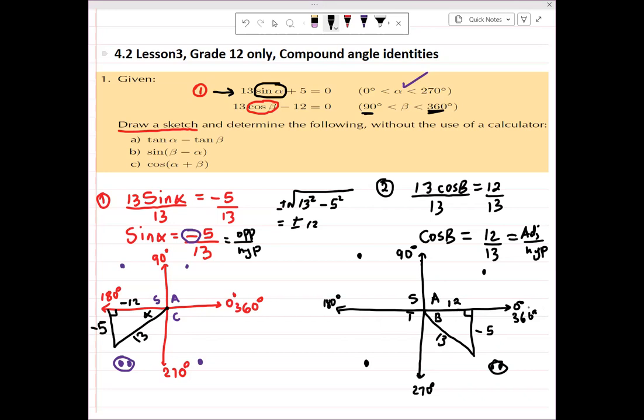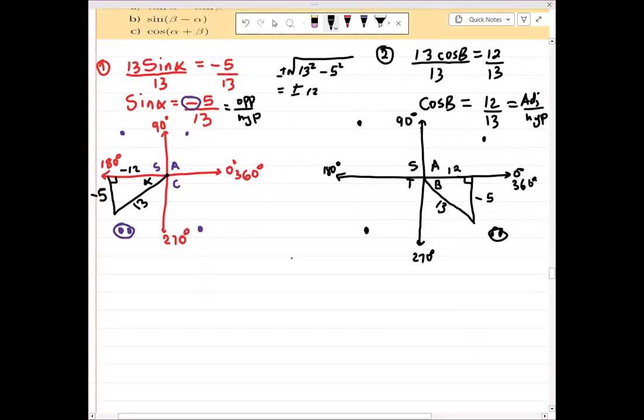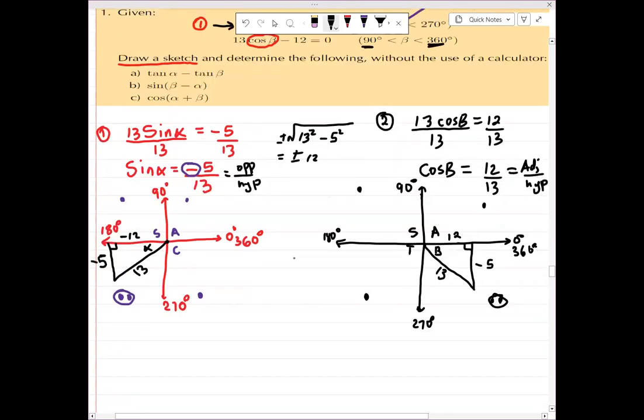Okay, so now we can try the questions, right? So the first question, they want us to find tan A minus tan B. Remember, tan by definition is opposite over adjacent, right? So if I'm looking at A for tan for this part, I'm going to have opposite, which is negative 15, all over negative 12. Then I'm going to minus, which is this negative sign.